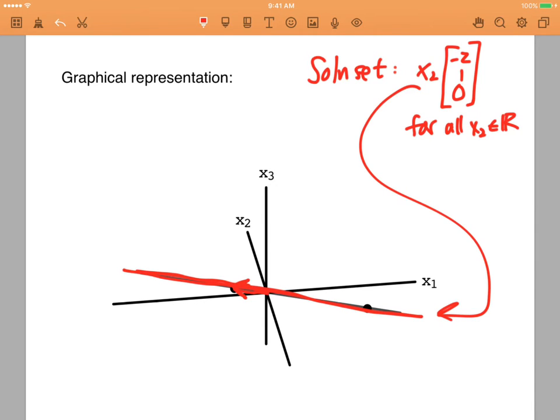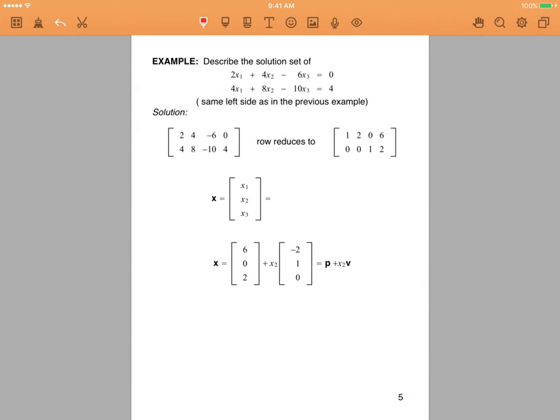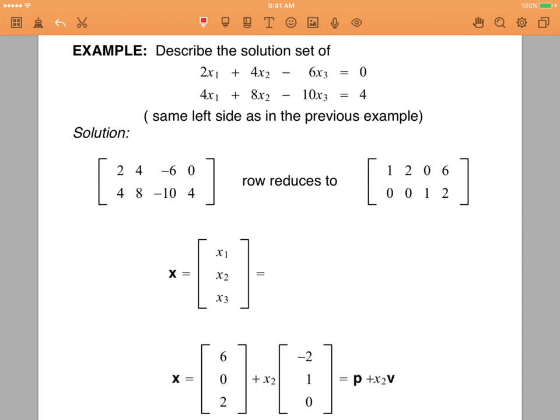Okay, now we move on to this corresponding other example. So if you remember the equations, it's the same things on the left, the 2, the 4, the negative 6, the 4, the 8, the negative 10, but now on the right we have 0 and 4, which means it's non-homogeneous because we're not setting everything all equal to 0. Well, when we do the reduced echelon form, the left-hand side should be the same as we had before. What's different is the right-hand side, we now get this 6 and this 2. So let's keep going with the process and see what it looks like.